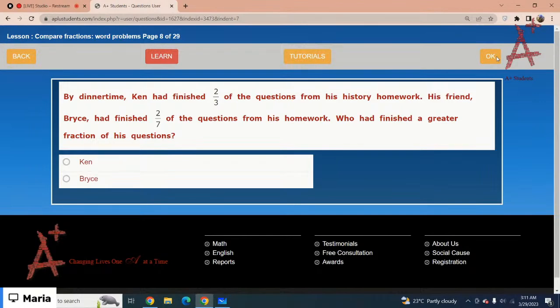Yes, two-thirds means the total questions are 3. He did 2. Got it? So two-thirds is obviously more than two-sevenths. So Ken did a greater fraction of questions.